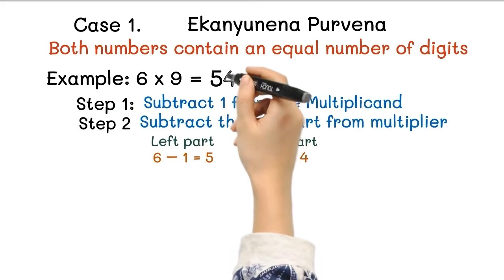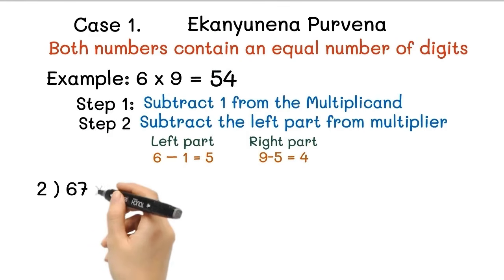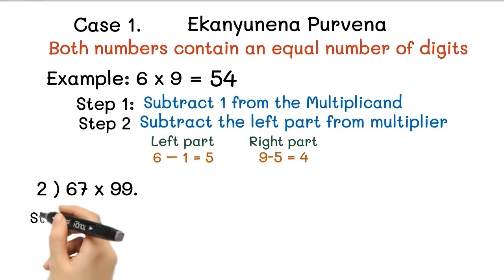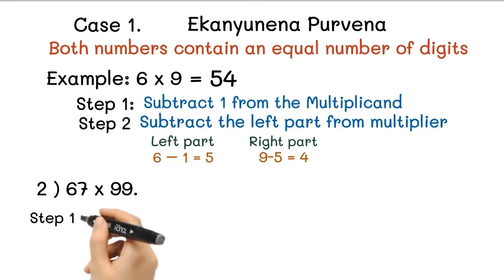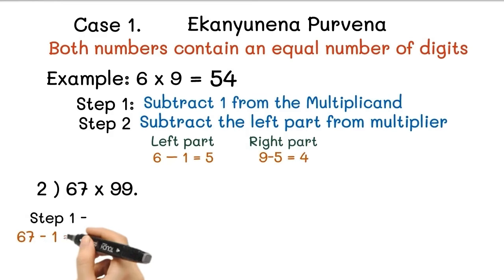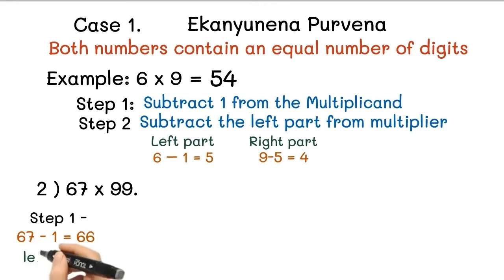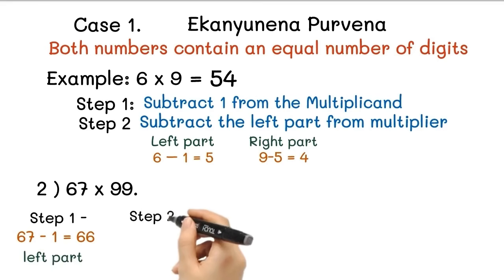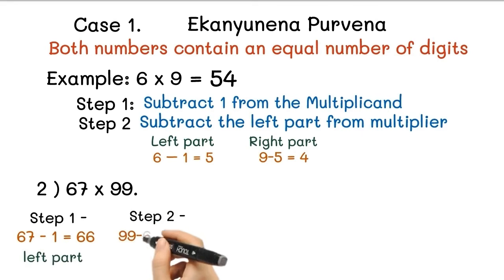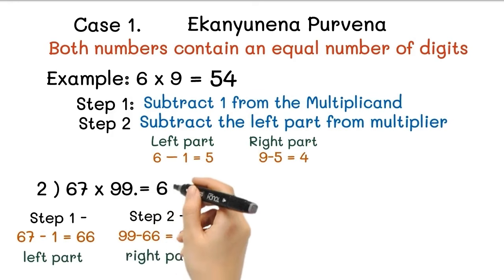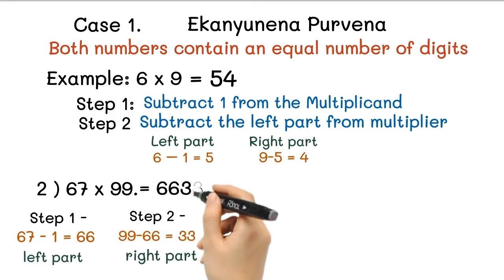Let's take another example on it. 67 by 99. In the first step, subtract 1 from 67, we get 67 minus 1 equals 66, this is the left part of the answer. Now subtract 66 from 99, 99 minus 66 equals 33, this is the right part of the answer. Thus, 67 times 99 equals 6,633.